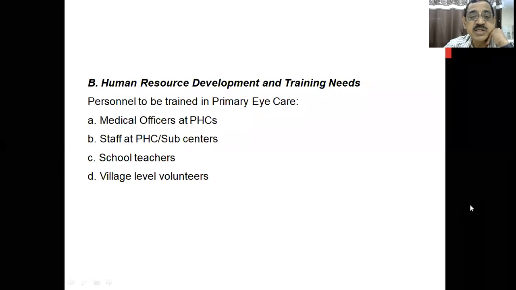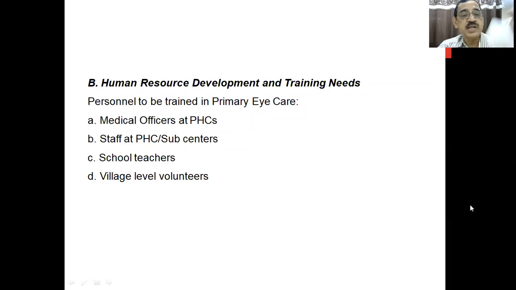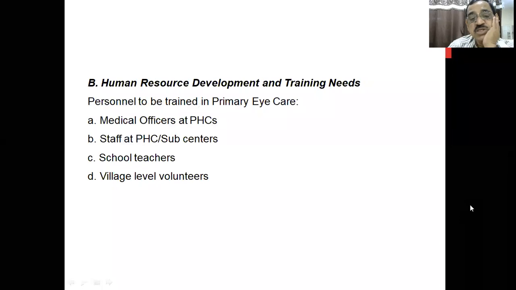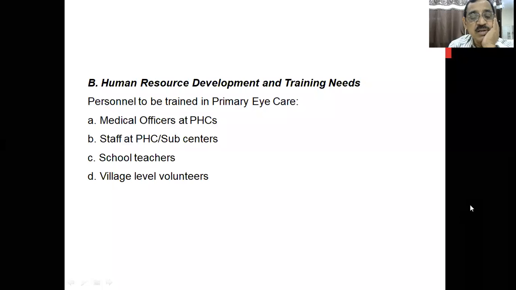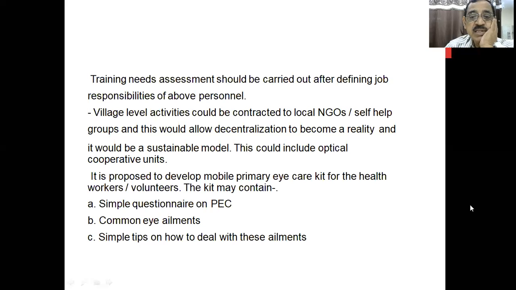Human resource development and training: personnel to be trained in primary eye care are medical officers at PHC, staff at PHC and subcenters, school teachers, and village level volunteers. All these people were trained in regional eye hospitals, such as the regional eye hospital in Andhra Medical College that we have in Vizag. Training needs assessment should be carried out after defining the job responsibilities of the above personnel. Village level activities could be contracted to local NGOs and self-help groups, and this should allow decentralization to become a reality, and it would be a sustainable model.